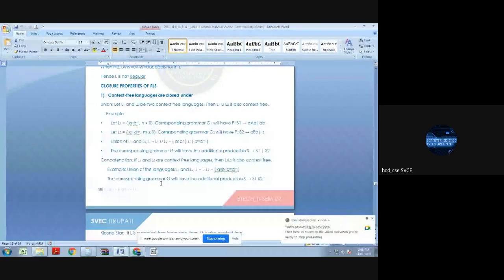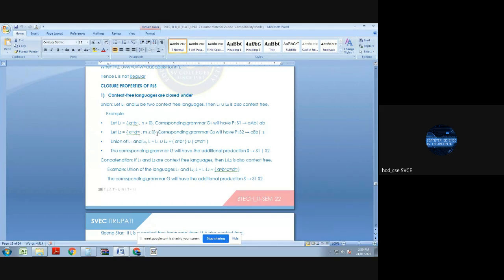Closure properties of context-free languages. Context-free languages are closed under the following properties. First one, union. Consider an example of a grammar language L1 equal to a power n b power n, such that n greater than 0. It's one grammar.